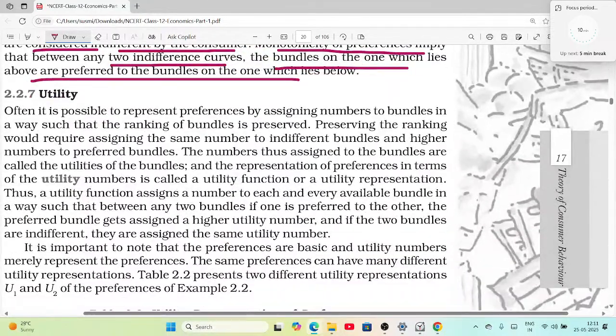Utility. Often it is possible to represent preferences by assigning numbers to bundles in a way such that the ranking of bundles is preserved. We have learned the ordinal approach, and now we are going to start the cardinal approach. Preserving the ranking would require assigning the same number to indifferent bundles and higher numbers to preferred bundles. The numbers assigned to the bundles are called the utilities of the bundles.